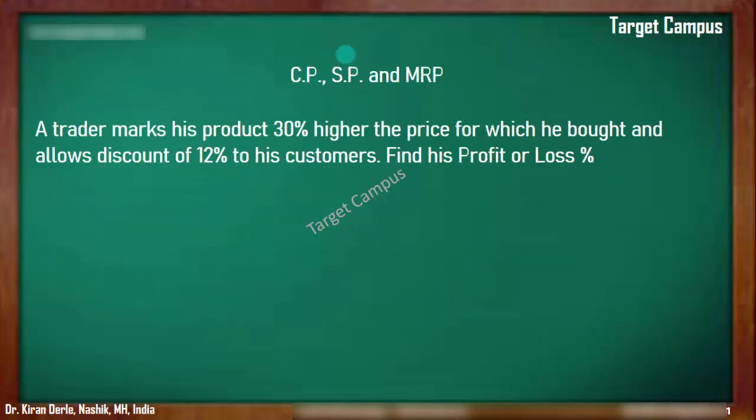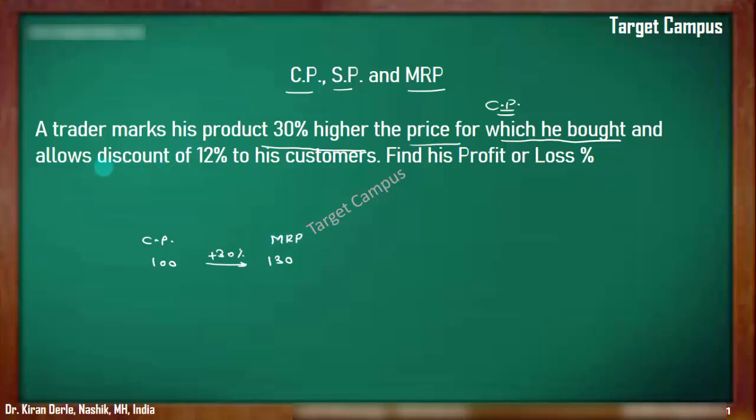So cost price, selling price and MRP, we have already seen the relationship. Let's solve this question quickly. A trader marks his product 30% higher than the price for which he bought. The price for which he bought is nothing but the cost price. So let's say the cost price is 100. He marks the product 30% higher, so this 130 is nothing but the MRP of that product.